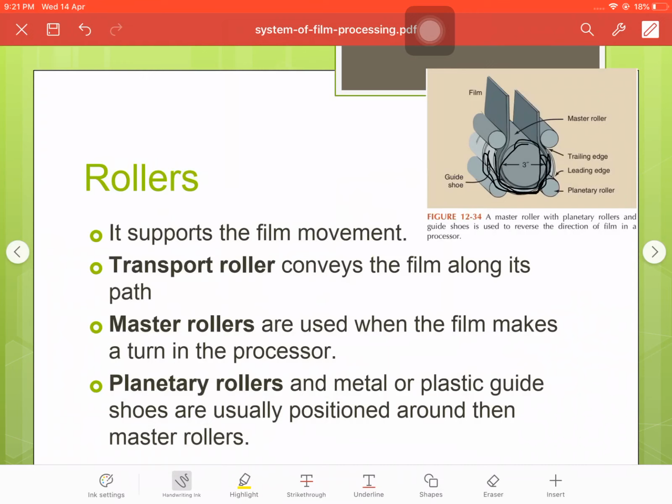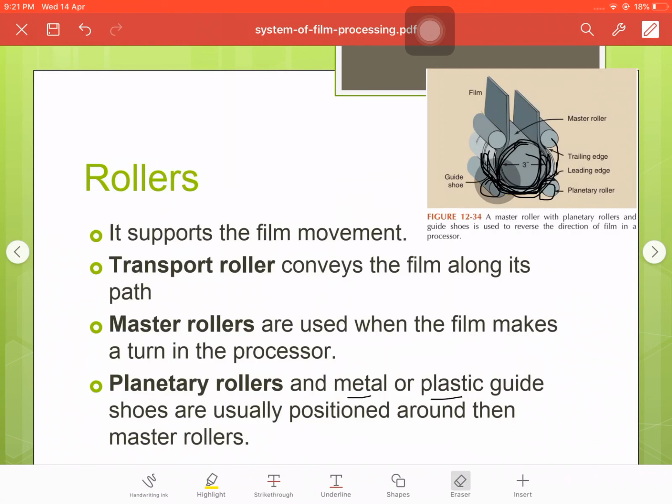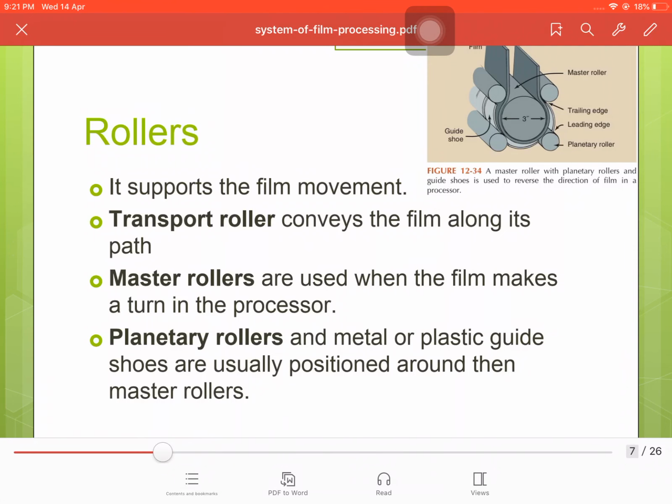So, si guide shoe, it could be formed by a metal or plastic. Sa gilid ng ating guide shoe, merong planetary roller. So, sinusupport nila si transport or si master rollers sa pag-ikot ng ating radiographic film. Okay? So, those are the 3 types of rollers na makikita sa ating automatic processor.